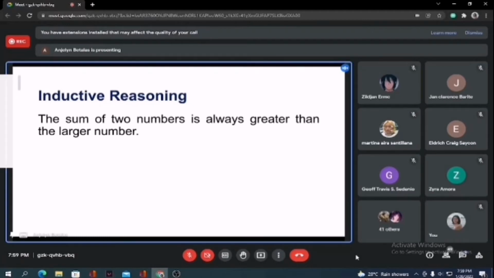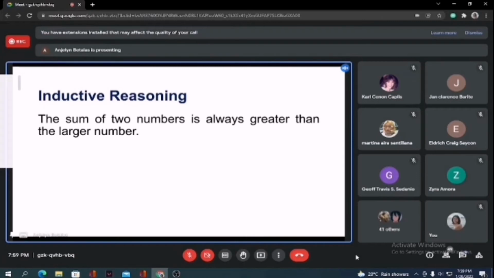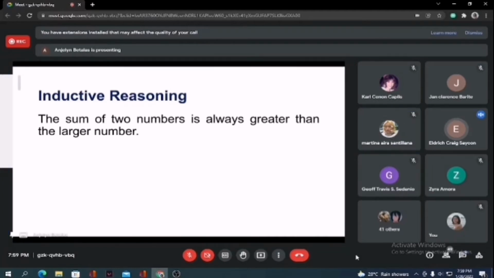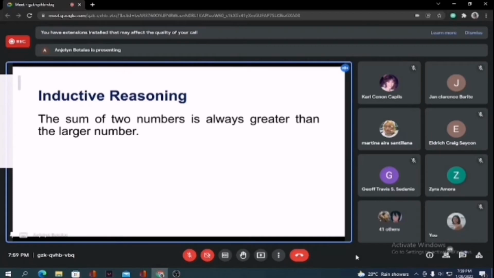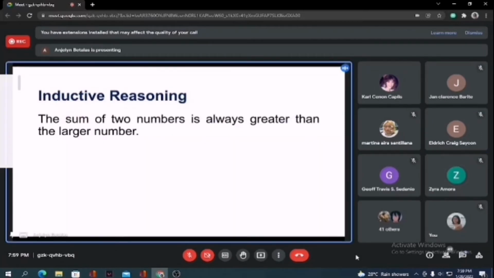I challenge you. This is false. I'll give you negative 20 plus 20. What is that? Zero, ma'am. The sum is zero. What is the larger number of the two? Positive 20, ma'am. The sum is zero. Is zero greater than 20? No, ma'am. So this statement is false, because I found a counterexample.